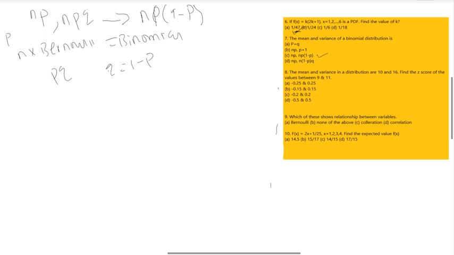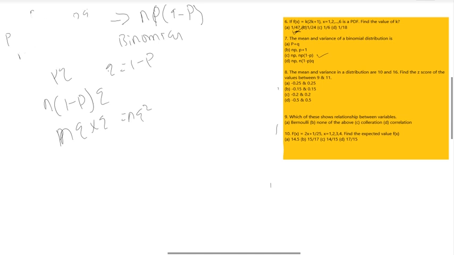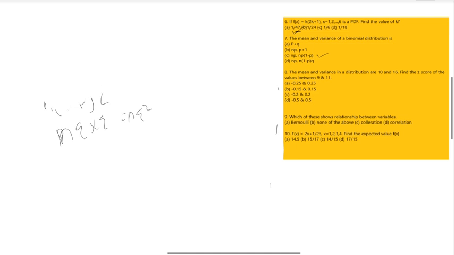Now you might be wondering, why is D not correct? D is N 1 minus P Q. 1 minus P is what? Q. So if we put Q there, we have NQ times Q. That goes to NQ squared, and that is not correct. So that's why option D is not correct. Alright, so let's move to question 8.